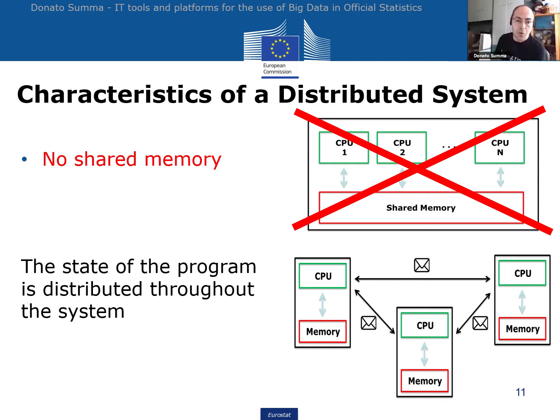Another characteristic of distributed systems is the so-called no shared memory. This means that the state of the program is distributed through the system. So we don't have a common memory accessible by all the nodes, by all the computers, but each node in the system, each computer of the distributed system, has its own memory.